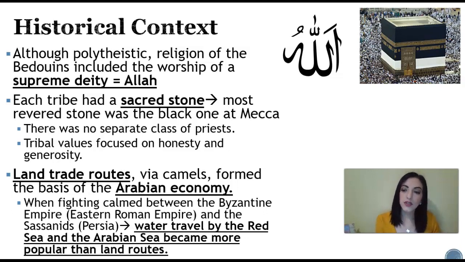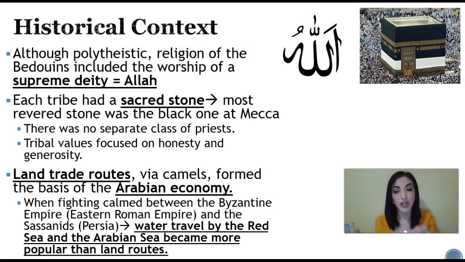Now, even though the original Arabs and Bedouin people are polytheistic, the religion of them included the worship of a supreme deity known as Allah, which is going to sound familiar later. Each of these tribes had what was called a sacred stone. The most revered stone and the sacred stone is the black one that is going to be held at Mecca, known as the Kaaba. We'll talk about that one in a minute. Under the original grouping of the Arab Bedouin people, there were no separate class of priests. They had lots of emphasis on tribal values that really focused on honesty and generosity. Their economy, they made their money through land trade routes via camels, and that was the basis for their economy. However, some problems are going to pop up.